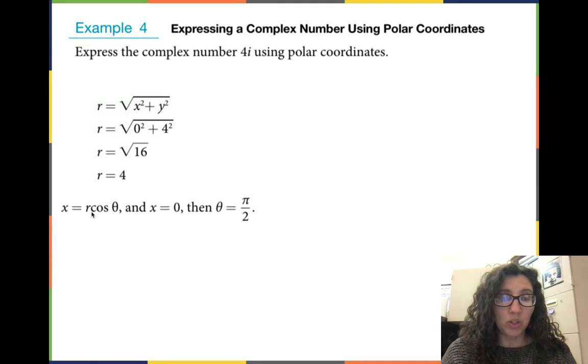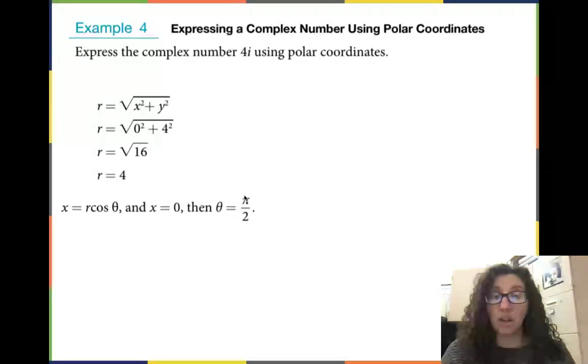And we know that x is going to be r cosine of theta. We know that x is 0. So what does theta have to be? This is like a trig equation, right? What does theta have to be if cosine of theta is going to be 0 to make this equal 0? Well, pi halves, right?